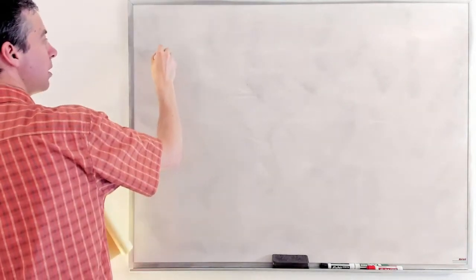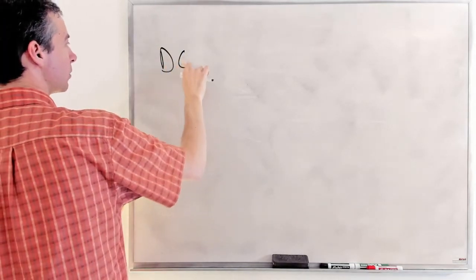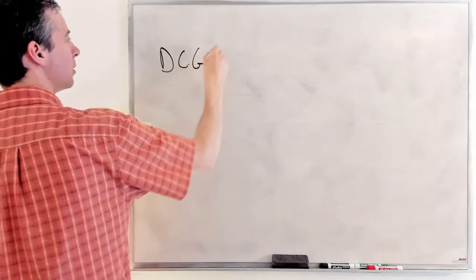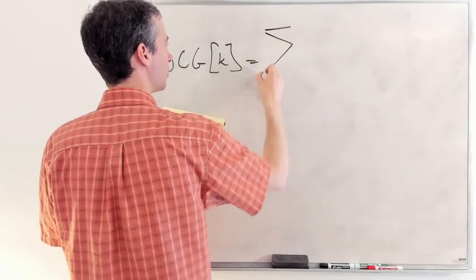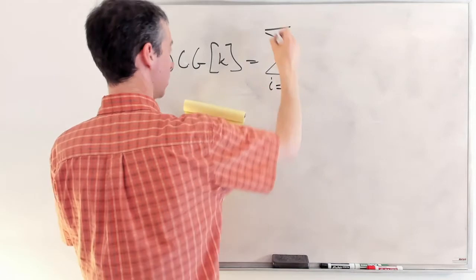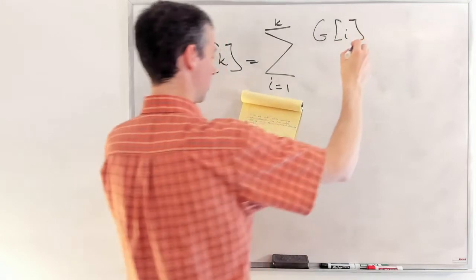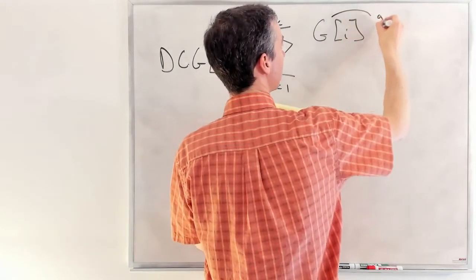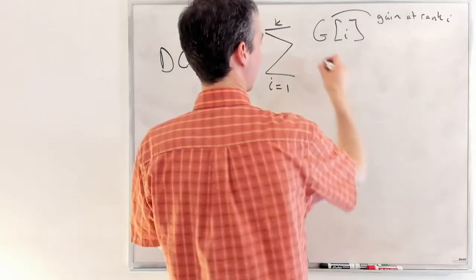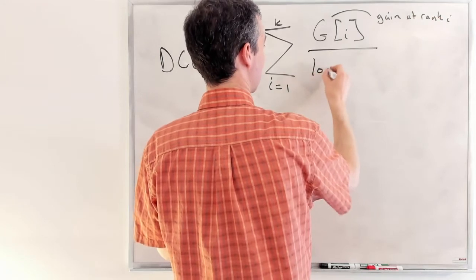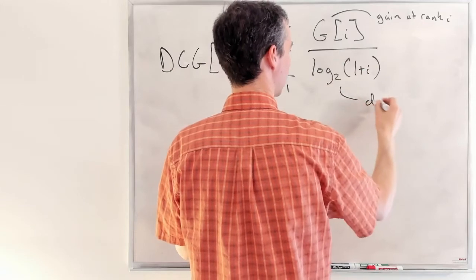Now, let's actually show you the discounted cumulative gain, and then we'll get to the normalized discounted cumulative gain. So DCG, so the discounted cumulative gain at rank K is equal to the summation of i equals 1 to K of the gain at rank i divided by log base 2 of 1 plus i. So this is our discount.